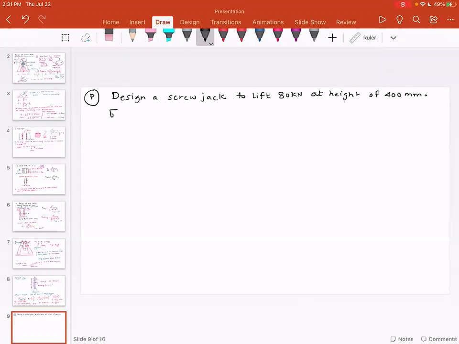For the screw, the tensile strength is equal to compressive strength is equal to 200 megapascals, which is 200 Newton per millimeter square. Shear stress is 120 Newton per millimeter square. This is for the screw.